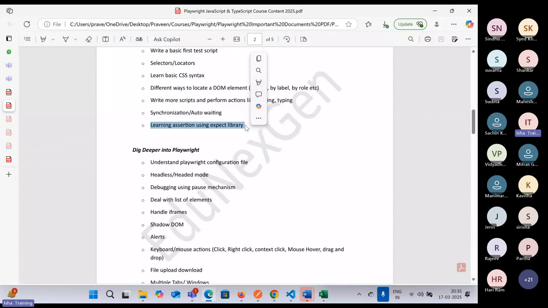That means assertions means verification of the test step, verification of the test case that we have written. One more thing, Playwright is not only a tool, Playwright is also a framework. That means we do not have to take the help of any third-party tool to work with Playwright or to create a Playwright framework or to write any kind of test cases in terms of Playwright.